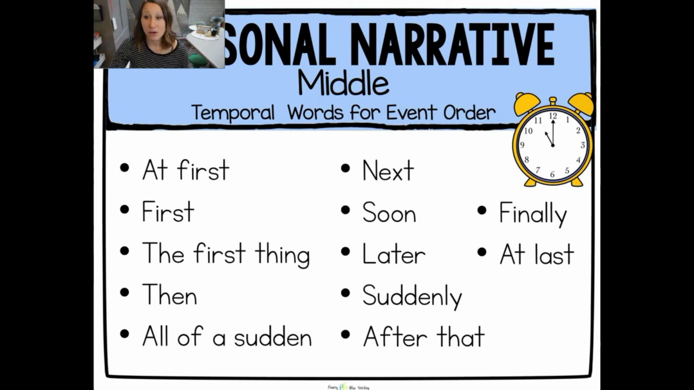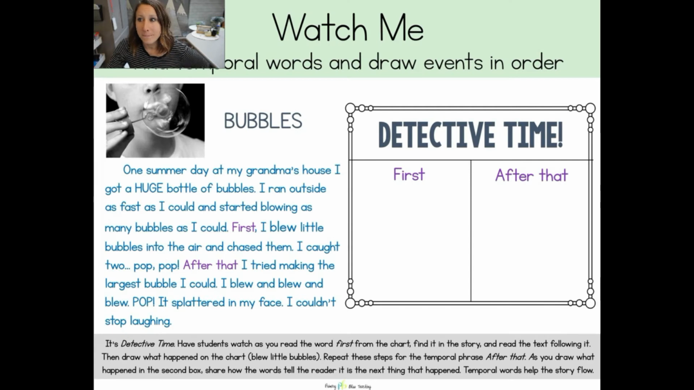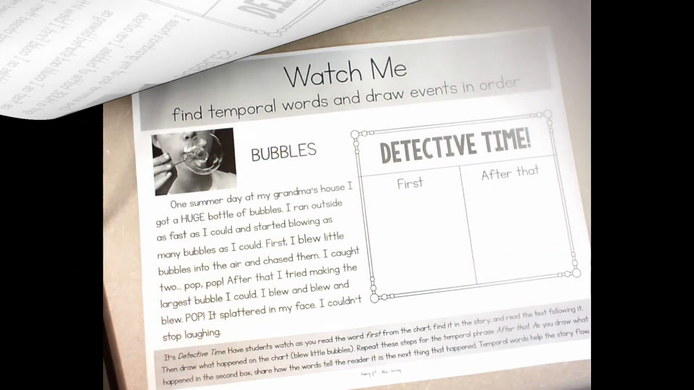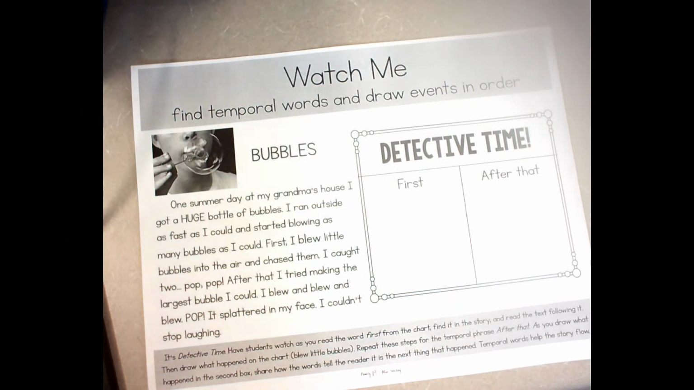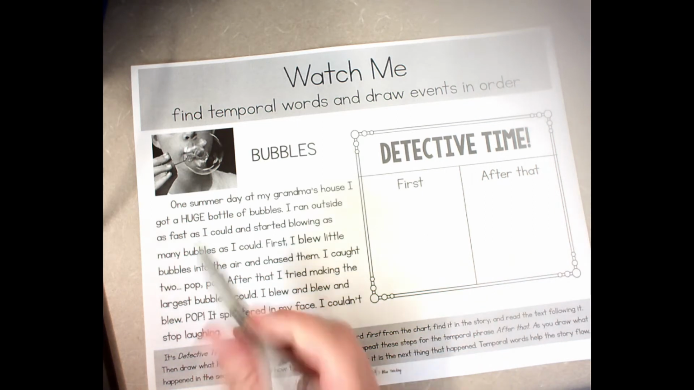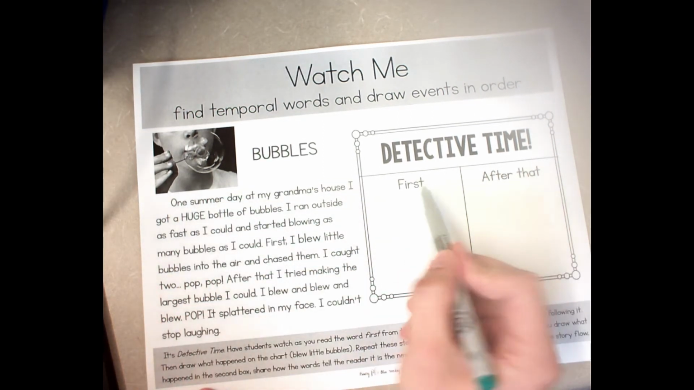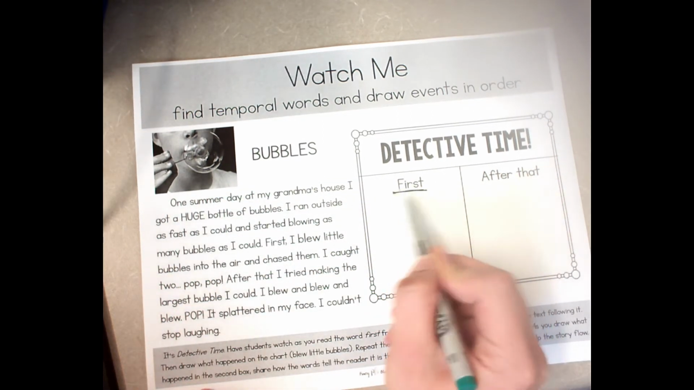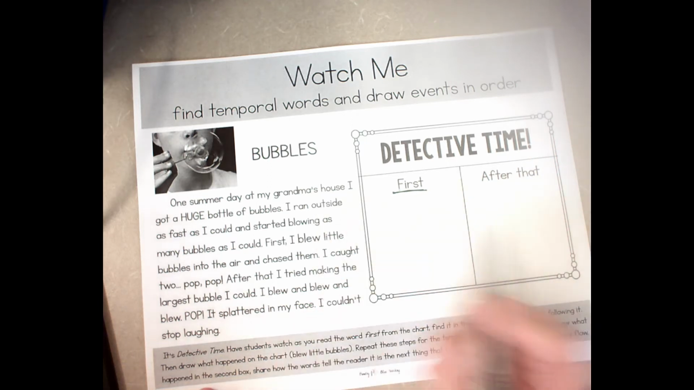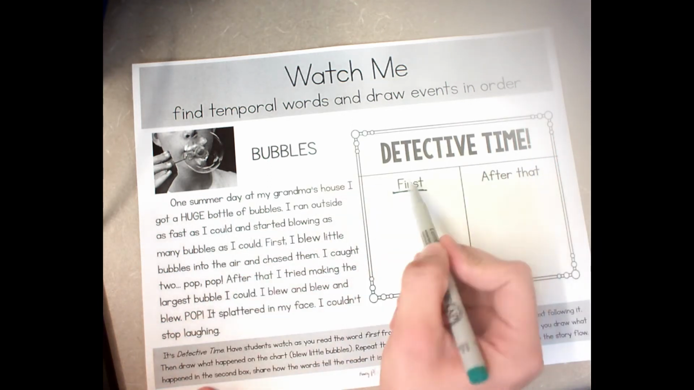Let's go ahead and watch Miss Chapman as I be a detective and find the temporal words in this story, The Bubbles. Let's watch. All right, Miss Chapman has my glasses on and I'm looking for those temporal words because they help to draw my story in order. So I'm looking here. It says one summer day I need to be a detective and look for the word first. And then the next one will be after that. So first I'm going to look for this word first.